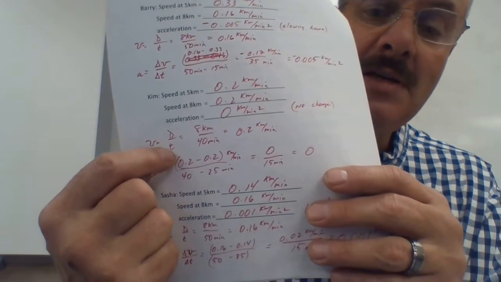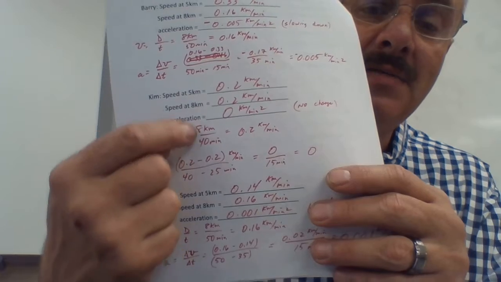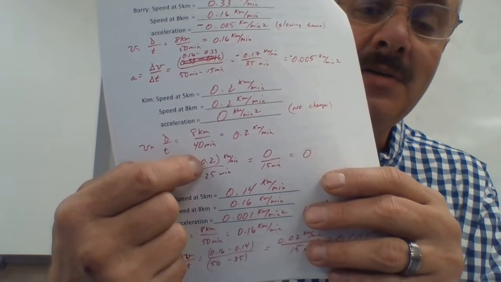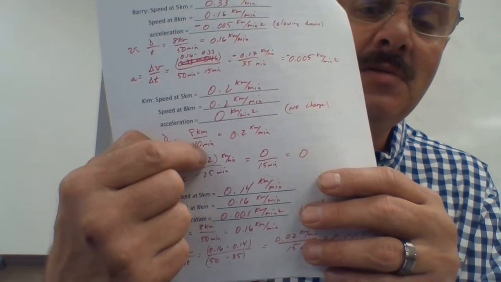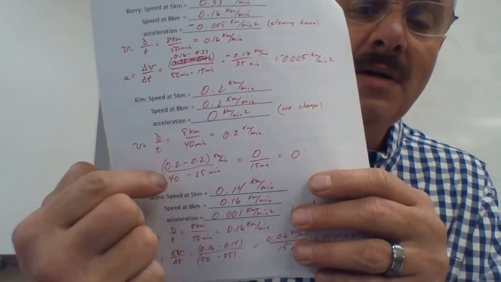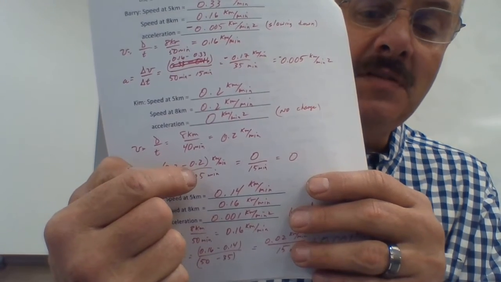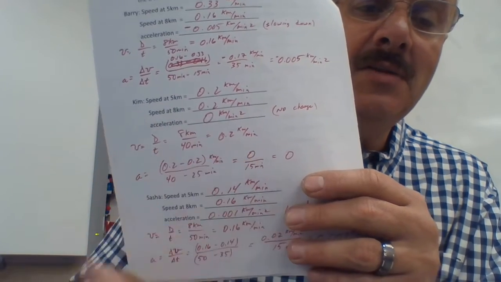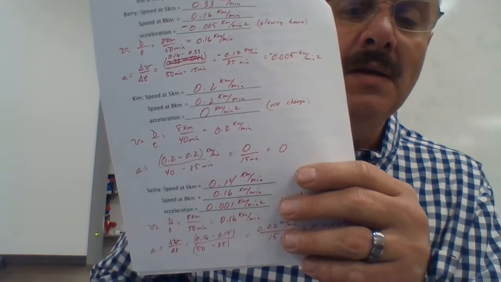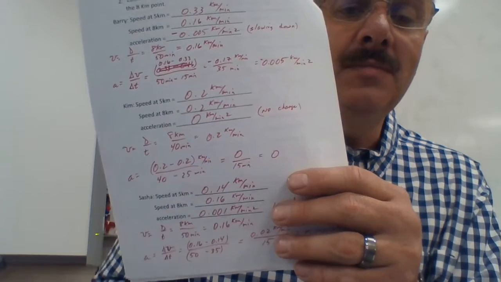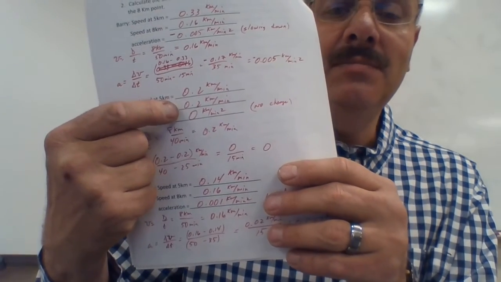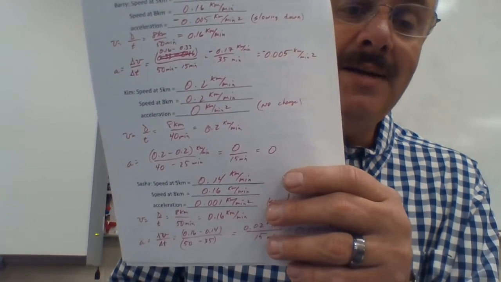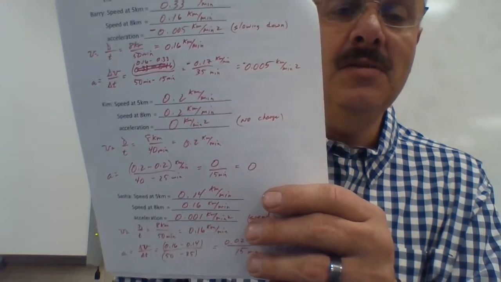All right, so now let's look at her acceleration then. That was her final velocity right here, 0.2, minus her initial velocity, which is 0.2. So 0.2 minus 0.2 is 0. And then she started at 25 minutes. She ended at 40 minutes. So you subtract those and you get 15 minutes. So 0 divided by 15 is 0. So she had no acceleration. Right? Again, her line was straight, so that's why she has a 0 acceleration on this.